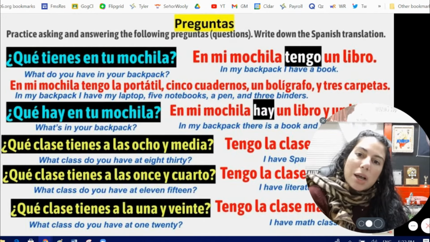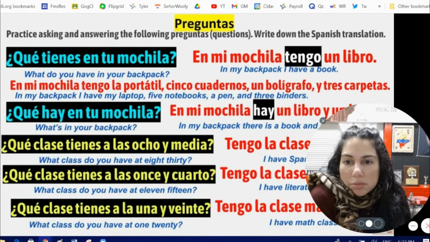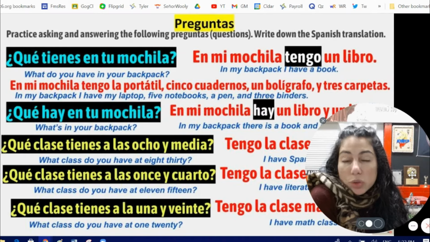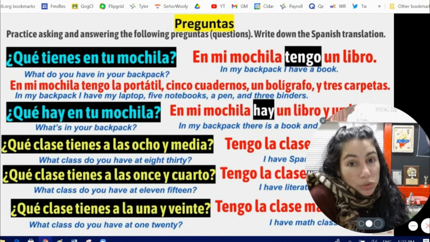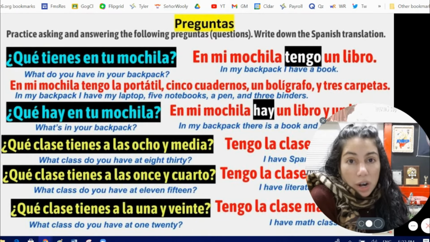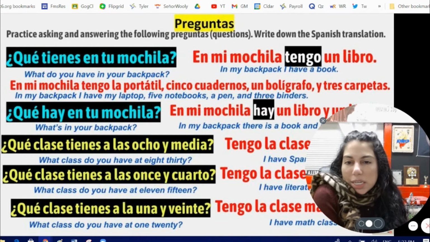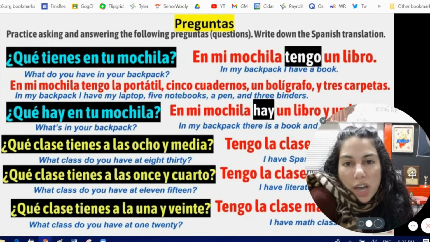Another thing you need to practice saying is talk about what you have in your mochila, in your backpack. So like, if I ask you, ¿qué tienes en tu mochila? What do you have? Notice the verb tener, tienes, en tu mochila, in your mochila. So notice that tu there, that doesn't have the accent mark because that tu doesn't mean you, it means your. So it's the possessive pronoun. So, ¿qué tienes en tu mochila?